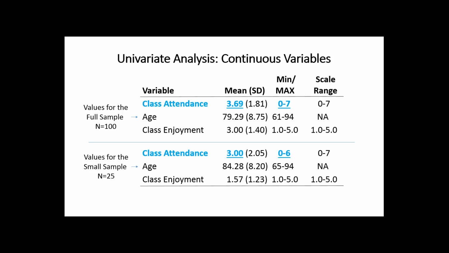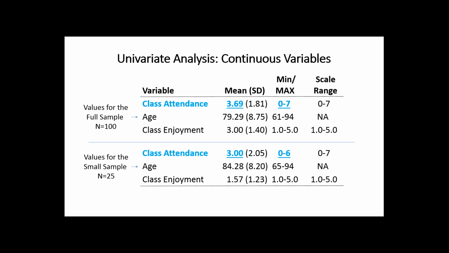Now, if you look at class attendance, you'll see for the full 100, the mean is 3.69, and the min-max is 0 to 7. So the average resident went to class 3.69 days per week, almost 4. And among the whole sample, there were people that didn't go to class at all, 0, and some that went every day, 7.